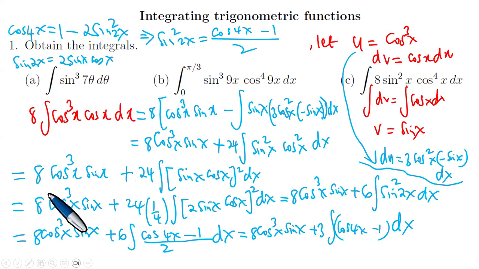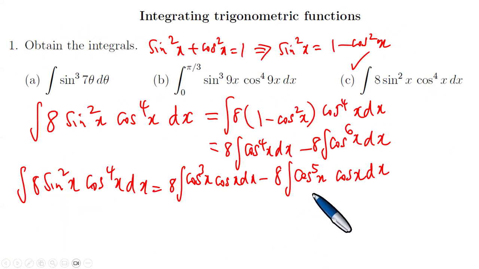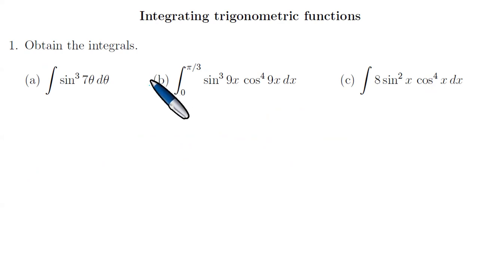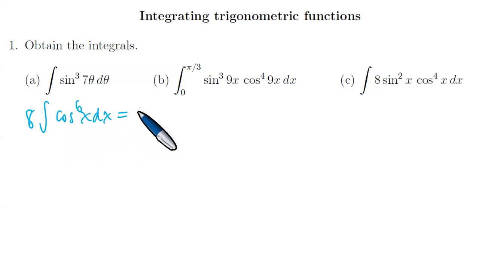The next one is this one. We also have the integral of cosine to the sixth power of x dx, which we broke down to 8 cosine to the fifth power, cosine 5x. So we need to do that one, the cosine to the sixth power. We proceed as follows. We can take 8, the integral of cosine to the sixth power of x dx, and 8, the integral of cosine to the fifth power of x dx.